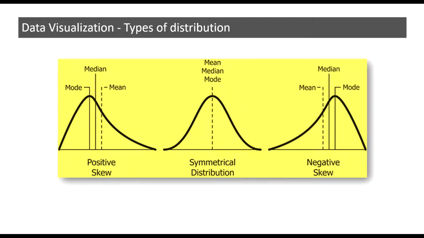Now, let us take a look at other types of histograms, or distributions, in other words. We predominantly have 3 types: positive skew, symmetrical distribution, and negative skew. When we say positive skew, it means that we have an elongated tail towards the right. An example of positive skew is household income.